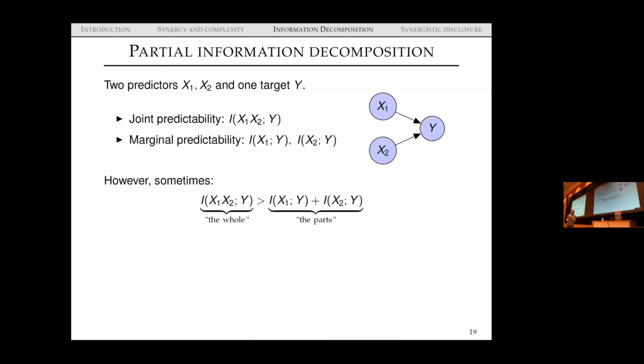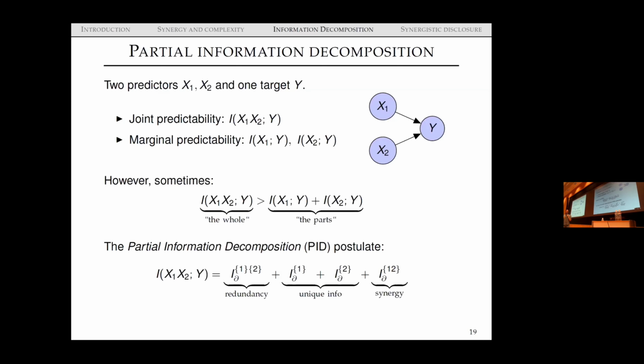Right? And then the partial information decomposition, or the PID postulate, is that what we're going to do is split this mutual information into 4 different parts. There's some information that's redundant, basically redundantly held by both predictors. There's some unique information that one of them has but not the other. And then there's the fun bit. There's some synergistic information that you only get when you look at both of the predictors at the same time.